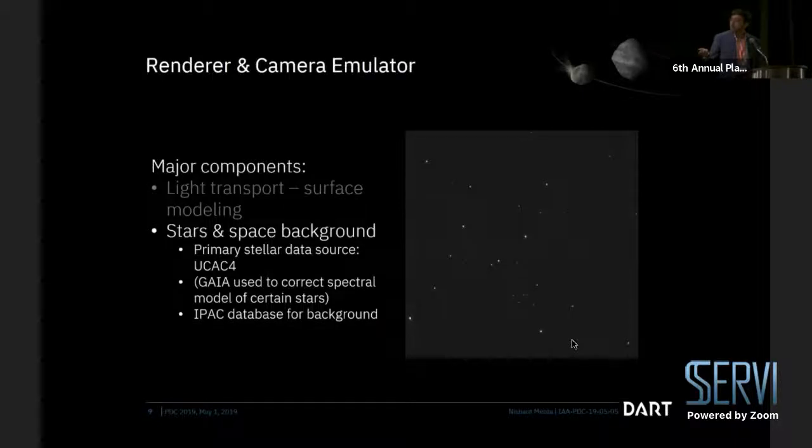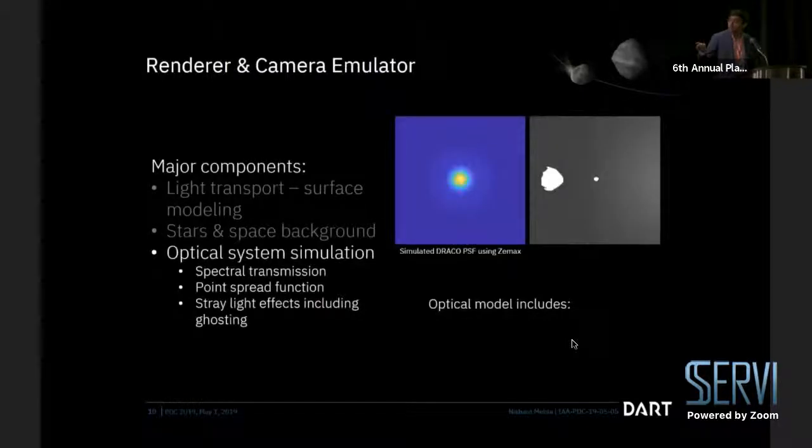It's been very helpful. We simulate the optical system, everything from spectral transmission to point spread function, stray light effects, including ghosting, which you see here. I will say that in order to produce this image, we had to really stretch it and saturate these stars in order to see any ghosting. So we should be good there; Draco does not exhibit enough ghosting to affect us.